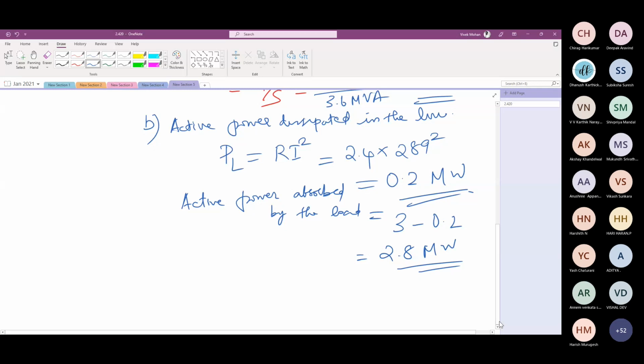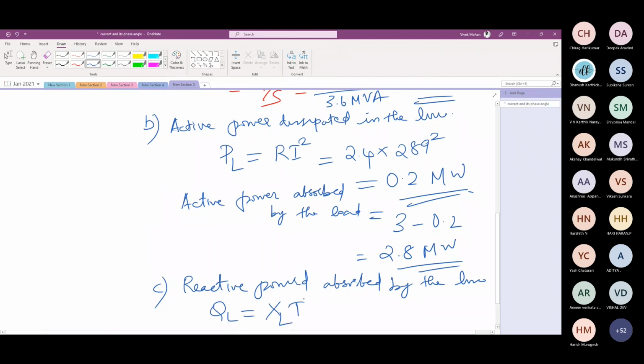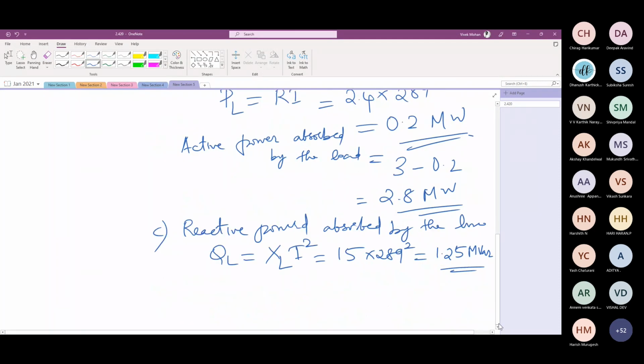Now, if I want to find reactive power absorbed by the line, QL equals XL into I squared, and 15 ohms is the reactance, into 289 squared, which will give me 1.25 MVAR.